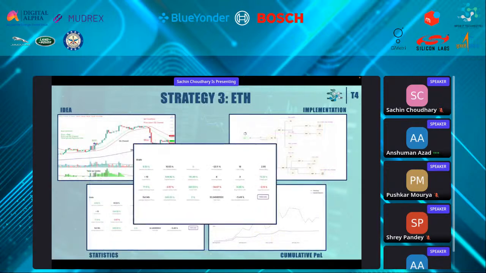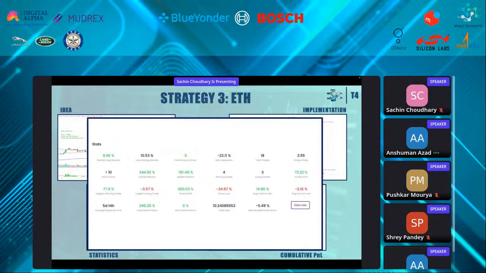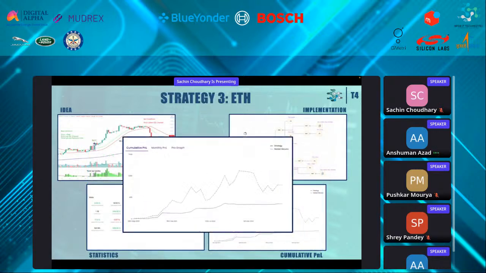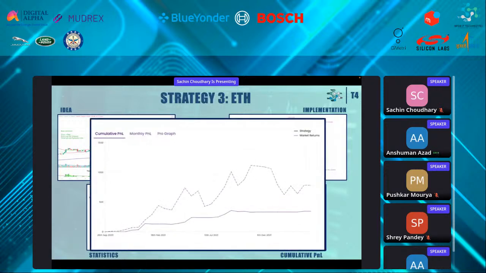Next. So the statistics which we obtained: the performance score is 9, the trade win rate is 72%, the Sharpe ratio is 2.55, and the profit factor is greater than 10. Next. So this is how our graph looks. Next.